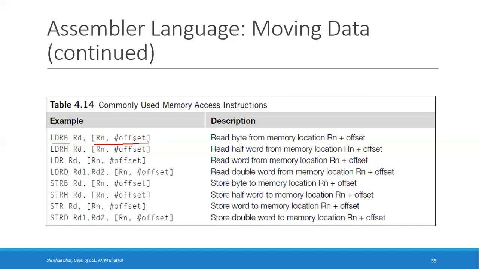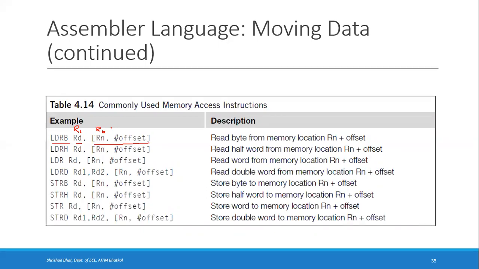Sometimes it is without an offset. Suppose you want to copy the contents of, say, 1000H into a particular register, say R1. Then you need to have that 1000H in a particular register, say R0. First you have to write MOV R0, #0x1000. That means 1000 will be copied into R0, and then if you write MOV R1, in the brackets R0, then the contents of 1000 will be copied into R1.